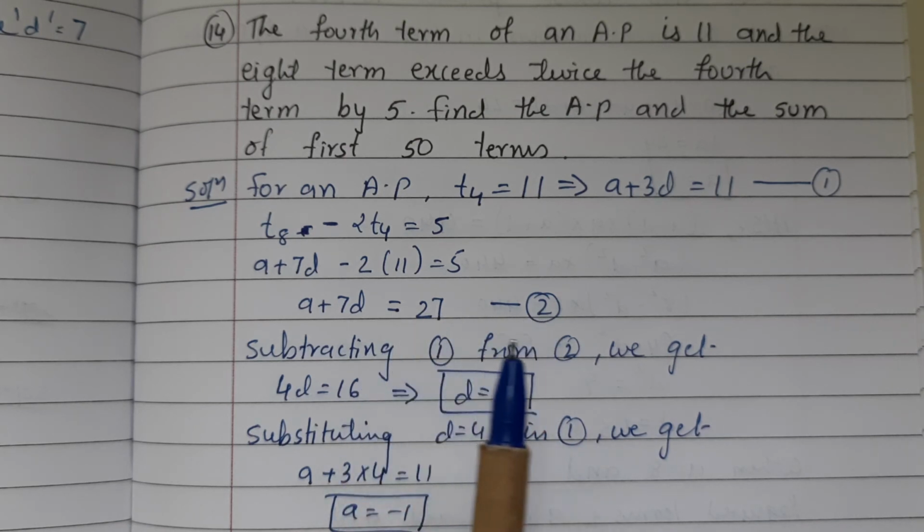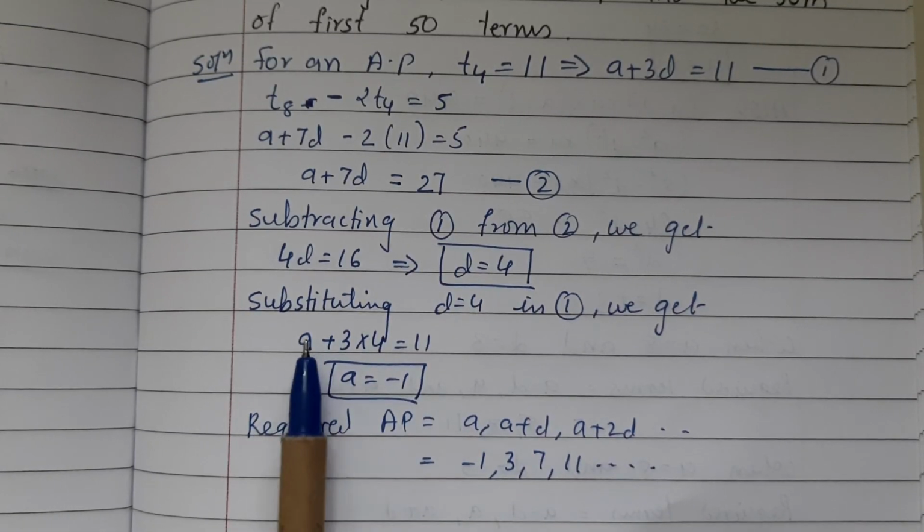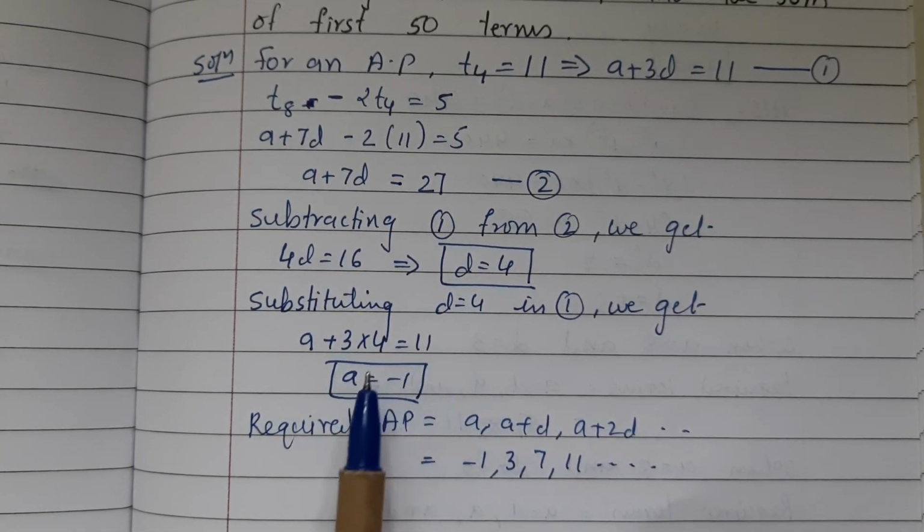Subtracting 1 from 2, we get 4D equals 16. D equals 4. Substituting D equals 4 in equation 1, we get A plus 3 into 4 equals 11. A plus 12 equals 11. A equals minus 1. Required AP equals A, A plus D, A plus 2D and so on, equals minus 1, 3, 7, 11 and so on.